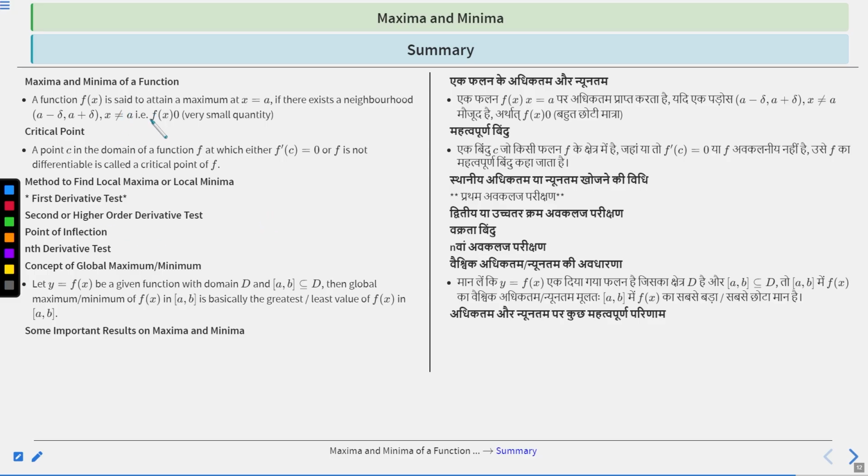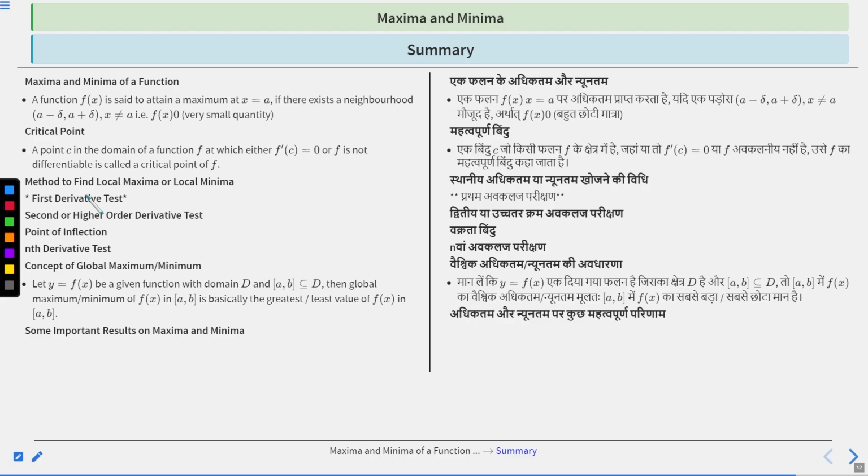Let's discuss. We have studied maxima and minima of a function, in which we have studied that a function f(x) is said to attain a maximum at x equal to a if there exists a neighborhood (a minus delta, a plus delta), x not equal to a, in which f(x) is less than f(a), with delta a very small quantity, right? Now we have discussed critical points. A point c in the domain of the function f at which either f'(c) is equal to 0 or f is not differentiable is called a critical point of f, right?